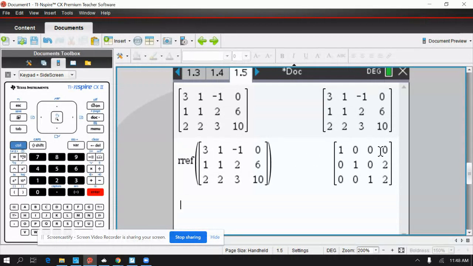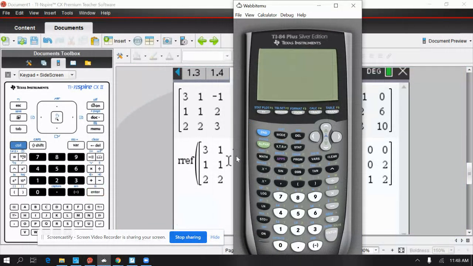X is 0, Y is 2, Z is 2. So you're always going to have the answers at your fingertips if you have a calculator. With the 84, I think I put this one in. So matrix B is that matrix.